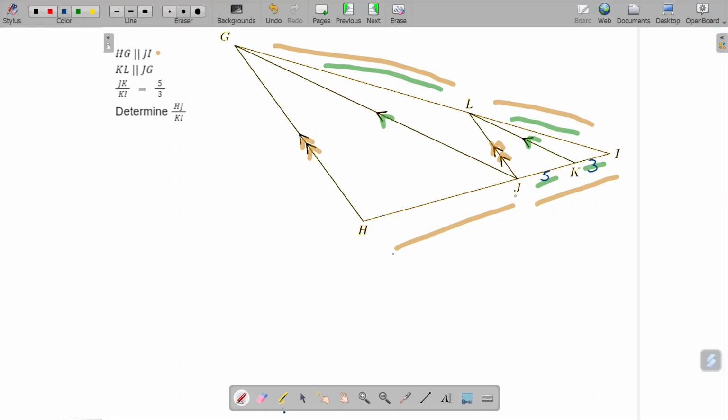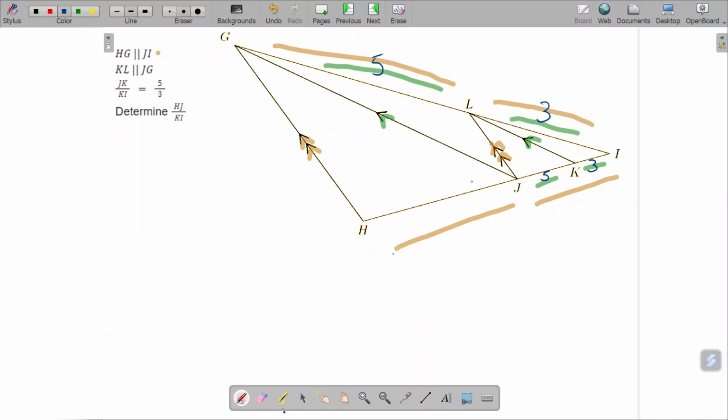Determine HJ to KI. Well, the nice thing about this color coding is you can see that I've marked the 5 and the 3 over the green stripes. That means that the far side will also be in the proportion 5:3 over the green stripes.